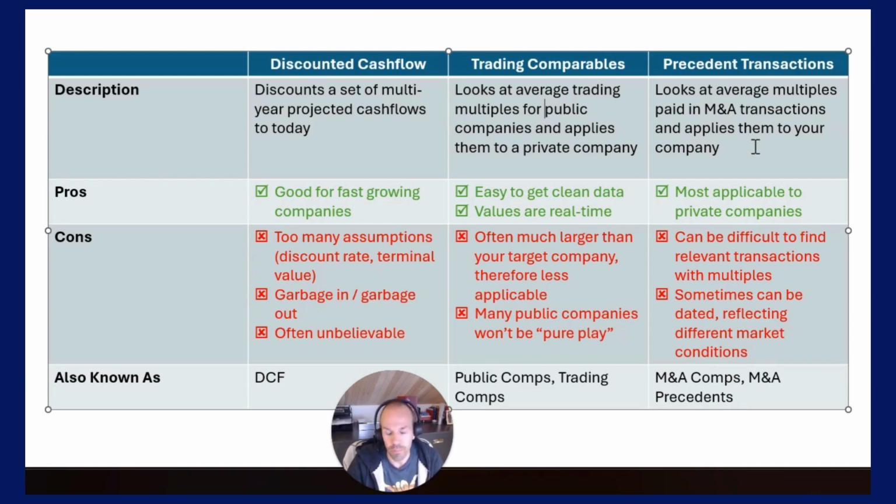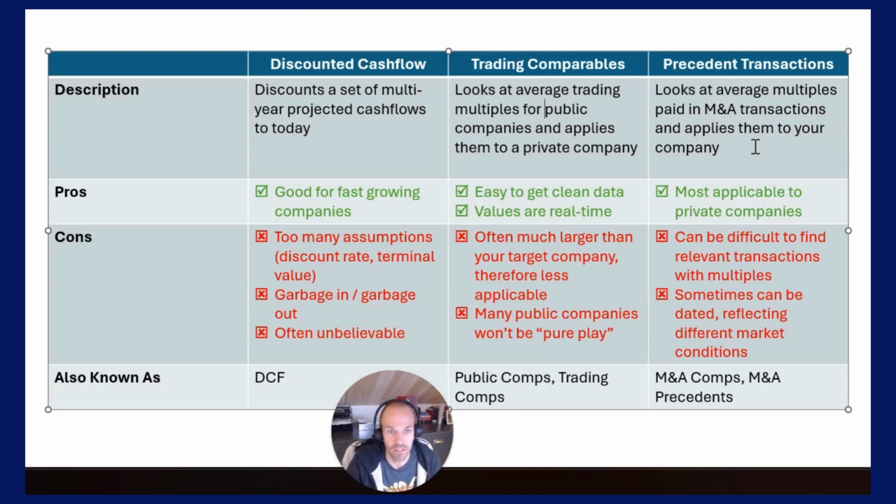And then the last one, and personally my favorite, if you can find relevant transactions, is looking at precedent transactions. So what is this? This is basically looking at the average multiples that were paid in similar M&A transactions, and then applying that multiple to your company. You might have had a competitor that was bought by private equity or a strategic, and a multiple was disclosed, so you knew that it traded at 2 times revenue or 5 times revenue. You basically just take that 5 times revenue and apply it to your revenue, and you've got the enterprise value of your business.